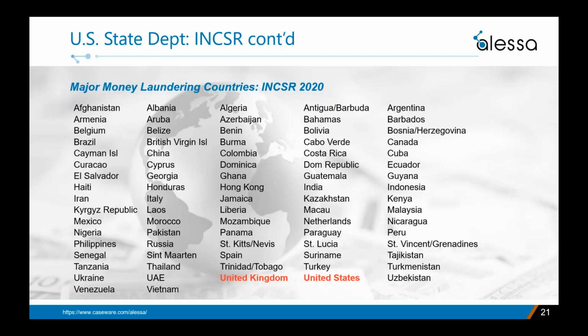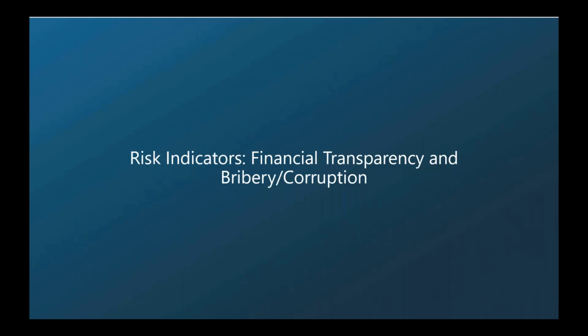And while the report includes detailed narratives on each listed country and the current state of its AML regulatory framework, it doesn't do so for the United States. Gee, I wonder why. Anyway, many of these listed countries are not unexpected, and they will show up under other risk factors as well, as you'll soon see.